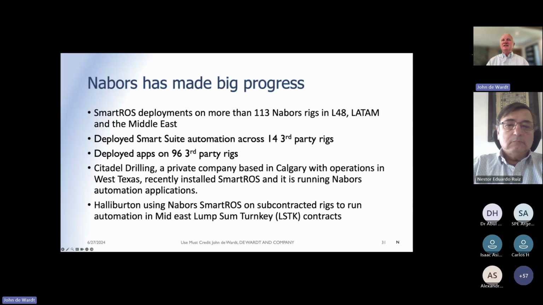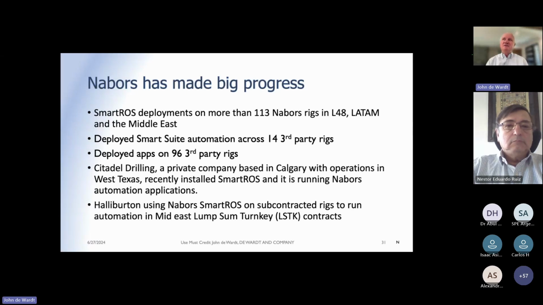And I think it's interesting, Citadel Drilling, which I think is about 3 rigs, has actually got the smart rig operating system and is running Nabors automation. So here's a very small drilling contractor who's brought in the Nabors system and is now in the world of smart rig operating system automated drilling. And Halliburton's now using Nabors smart rig OS on subcontracted rigs in the Middle East. They just implemented this. They did a webinar and made a presentation on it. They've done it on 2 rigs in Iraq. So think about that. 2 rigs in Iraq are now automated drilling rigs.